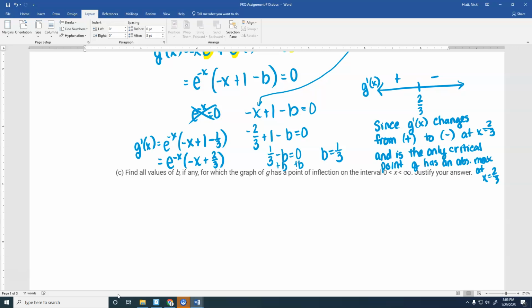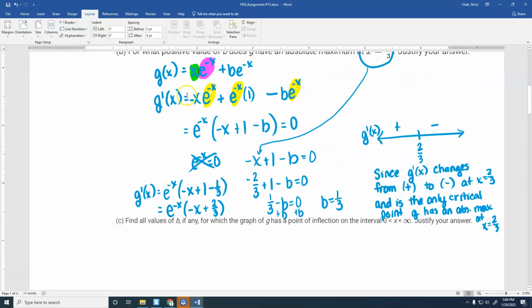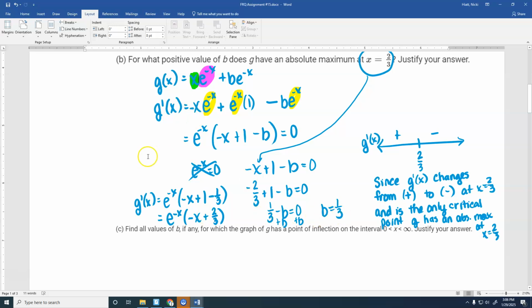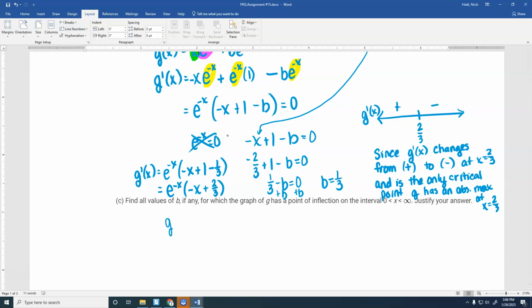All right. Last part is point of inflection. What do we need to know for point of inflection? Second derivative. So we got to take the derivative of our derivative here. Now, it is important that it says find all values of b, if any, for which the graph has a point of inflection. So that means we're not plugging in 1/3 for our b. We got to go back to this derivative that we had here. So our g prime of x was e to the negative x times negative x plus 1 minus b.